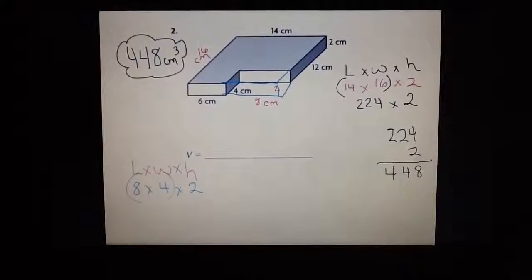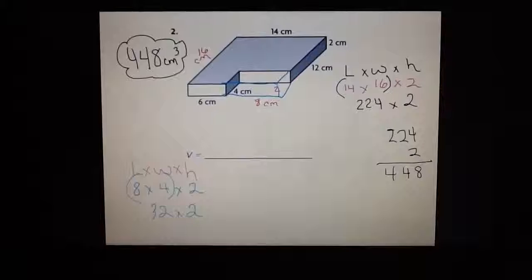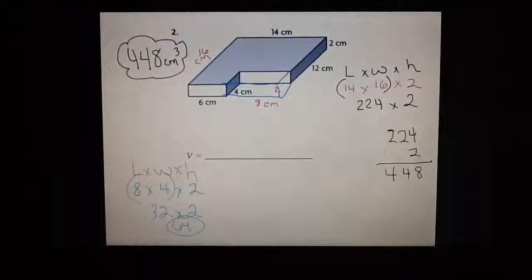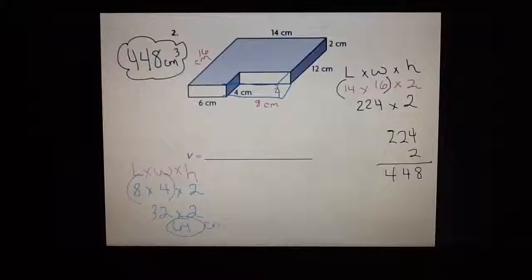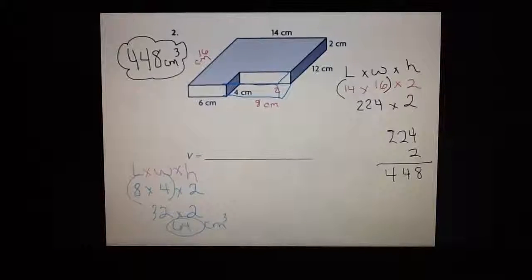All right, we know 8 times 4 is 32. And we'll multiply that by my height to get the full volume of our invisible rectangular prism. 32 times 2 is 64. So my last step is going to be subtracting my invisible rectangular prism volume from my original full rectangular prism. So we would do 448, and we're going to subtract 64 from that.